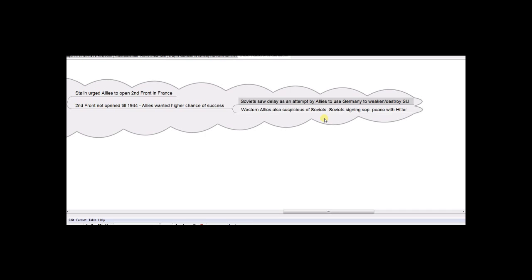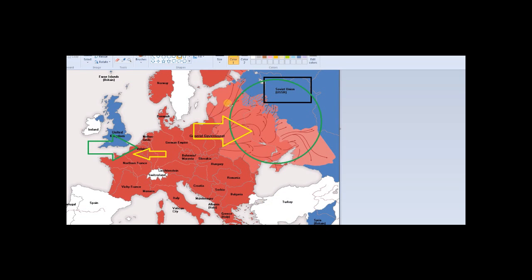On the other hand, the Western Allies were also very suspicious of the Soviets because, you remember, the Soviets had already signed a Nazi-Soviet pact before the war started. Even during the course of the war, the Americans, for example, felt that there was a chance that the Soviets would sign a separate peace with Hitler.